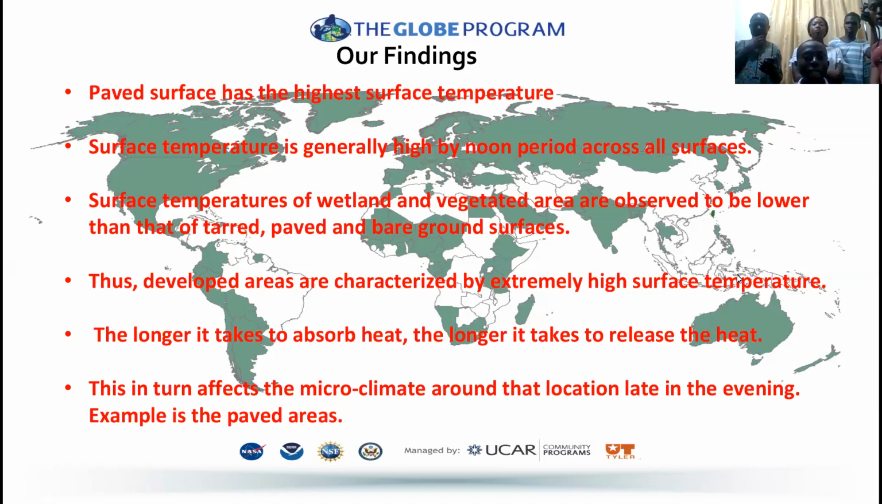Because a vegetated area has a canopy that prevents the sun from getting to the ground, those developed areas are characterized by extremely high surface temperature. A developed area does not have trees; majorly it's an urbanized environment. So there's no canopy, there's nothing that can prevent the sun from getting down to the floor. So that's why developed areas are characterized by extremely high surface temperature.